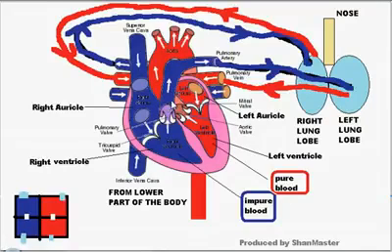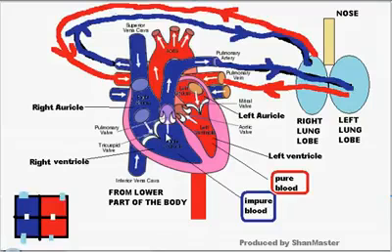At both entrances you see valves. Let's see the names of the valves. From the left auricle to the left ventricle you have the mitral valve or bicuspid valve. Bi means two. Tricuspid, tri means three. Tricuspid valve is between the right auricle and right ventricle. We'll see the picture of it in a minute.